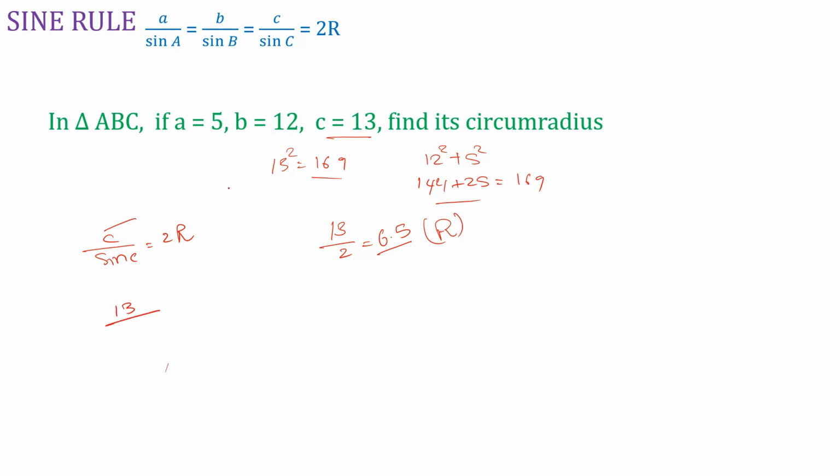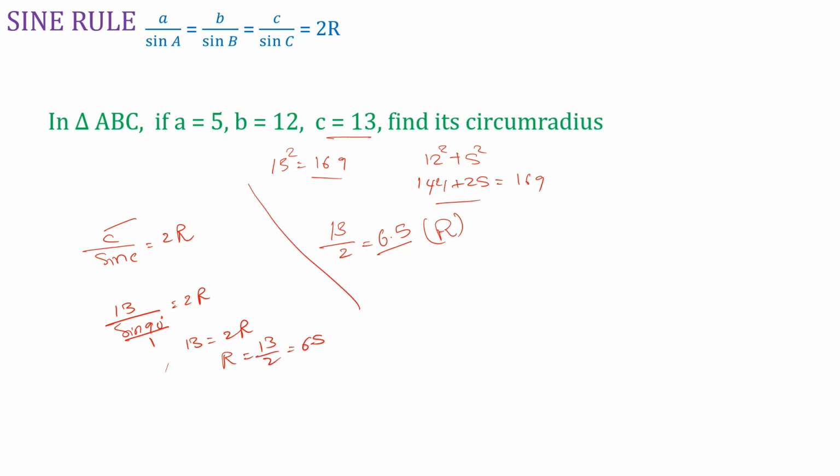So in a right angle triangle, the side opposite to the right angle will be the hypotenuse. So here small c is hypotenuse, which means the capital C vertex is 90 degrees. So sine 90 is equal to 2r. Sine 90 is 1, so 13 is equal to 2r. From this r is equal to 13 upon 2, which is nothing but 6.5.